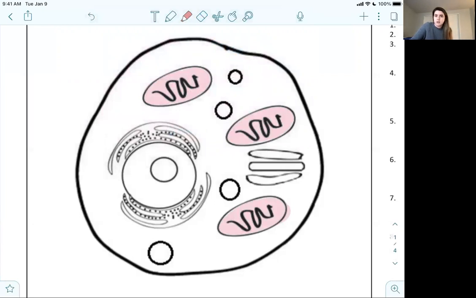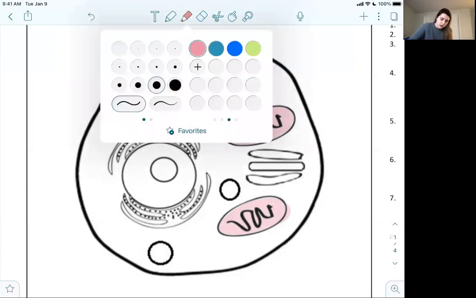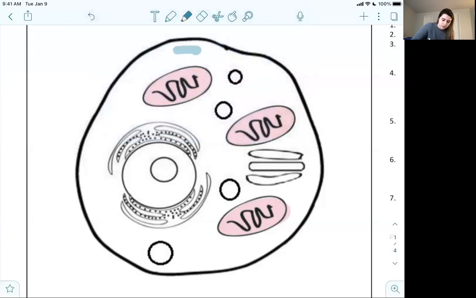My second step says color the cytoplasm light blue. I will try and go through this as quickly as I can. Obviously, there's a lot to color here, so feel free to color along with me. Skip forward if you need to, things like that.